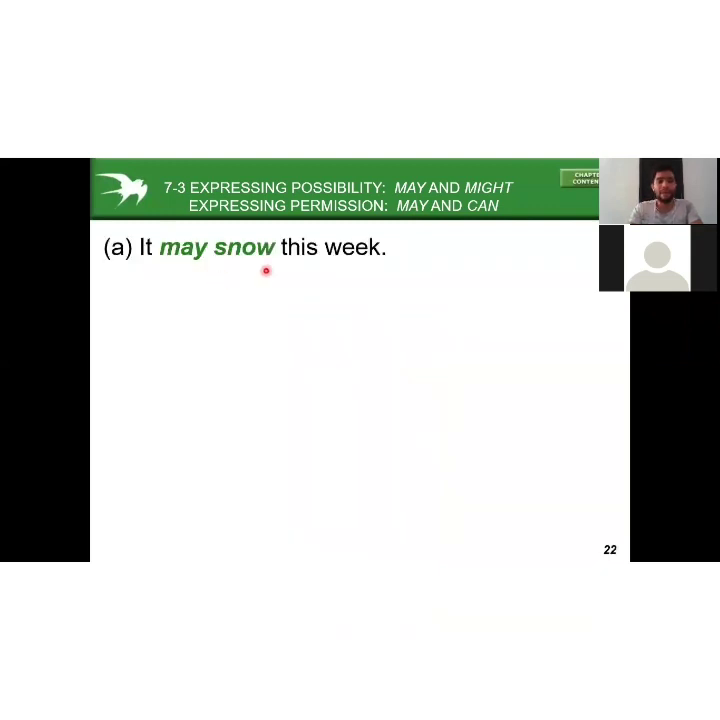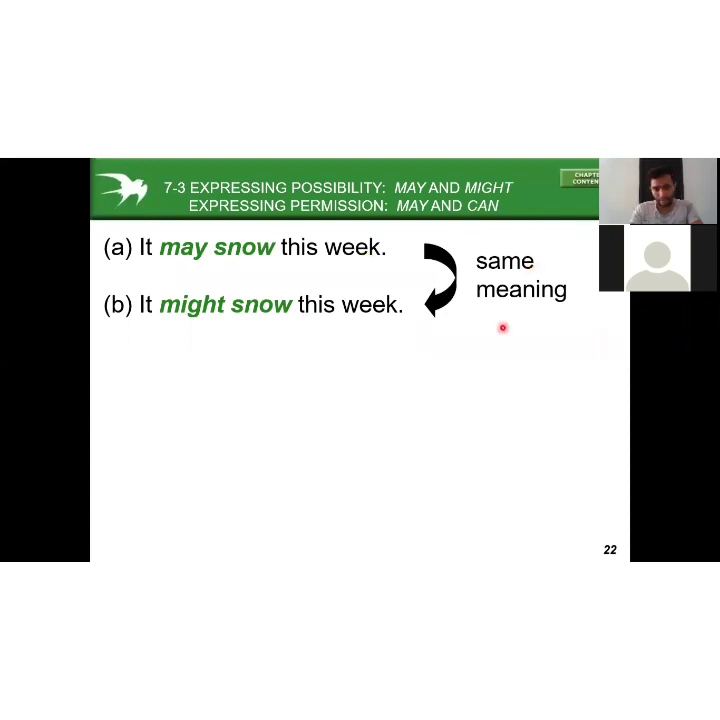So take a look. It may snow this week. It might snow this week. Now remember, last time I told you that they have the same meaning, but the intention was different. Can you tell me what the difference is? I told you a minute ago, right? The difference was that we use may when you are sure, like 80 or 70% sure, and might when you are not very sure, like 20 or 10%.